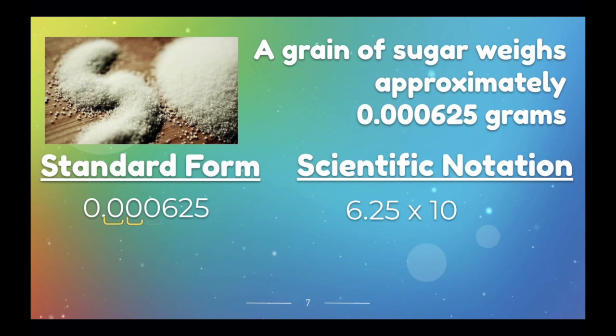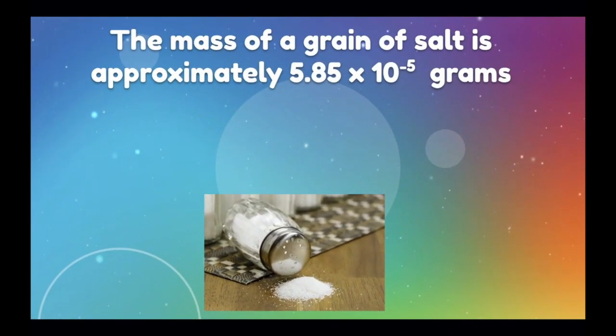1, 2, 3, 4. Notice that we stop between 6 and 2 because remember, our coefficient must be a number between 1 and 10, and 6.25 is between 1 and 10. So we move the decimal 4 times to the right, so our exponent will be negative 4. And the way you read it, 6.25 times 10 to the power of negative 4. Oh yeah, we're rolling now.